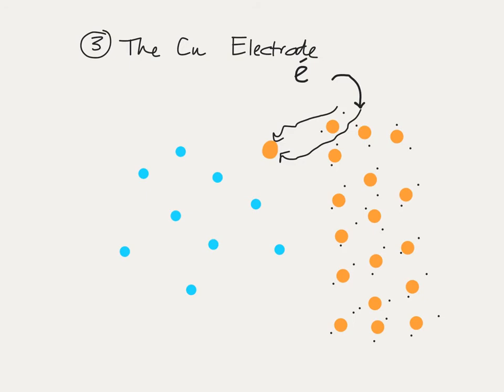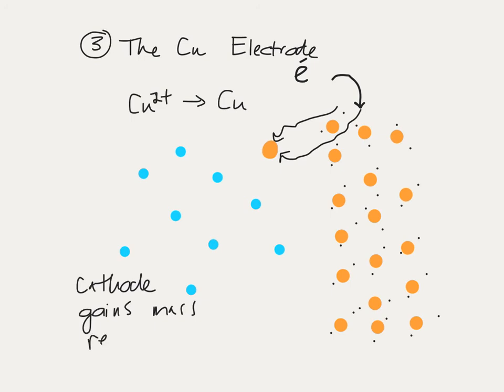So we need to remember that the copper electrode, called the cathode, is the electrode that gains mass. And it's important to remember that this is where our ions are turning into solids, which causes that change of mass. Okay, it's also really important to remember that this is the reduction.